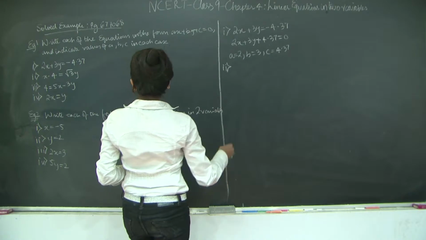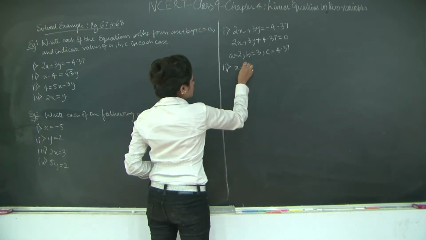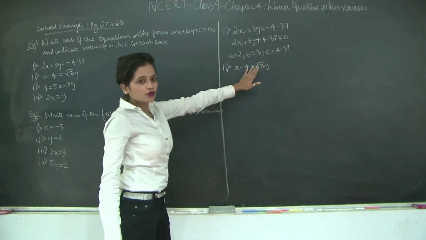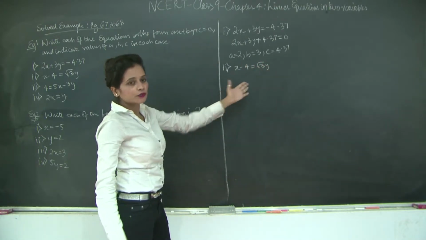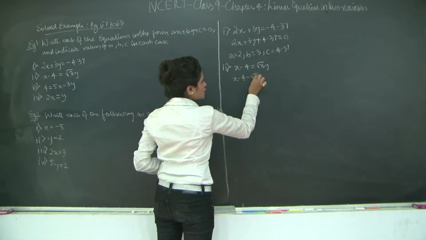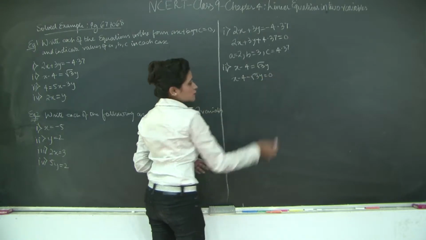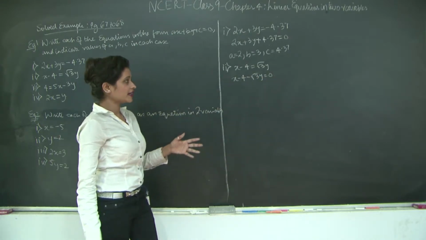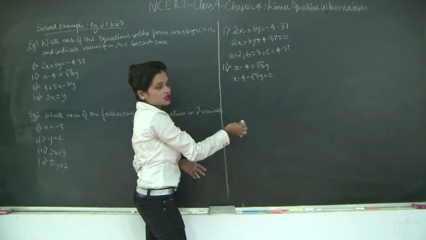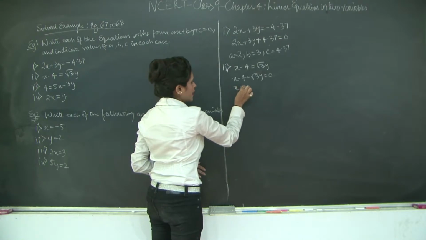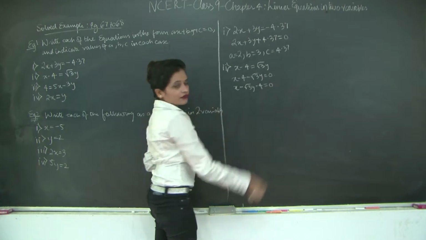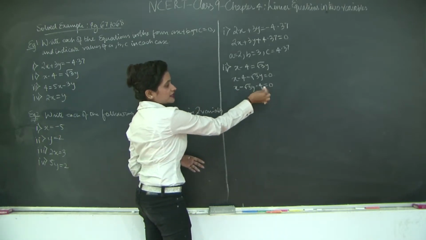The second one, we have x minus 4 is equal to root 3y. So I will bring my root 3y to the left hand side, therefore the sign will change. This equation can be written as x minus 4 minus root 3y. But we want to represent it in the form of ax plus by plus c is equal to 0. Therefore I just shift this minus root 3y next to x. So what do I get? x minus root 3y minus 4 is equal to 0.